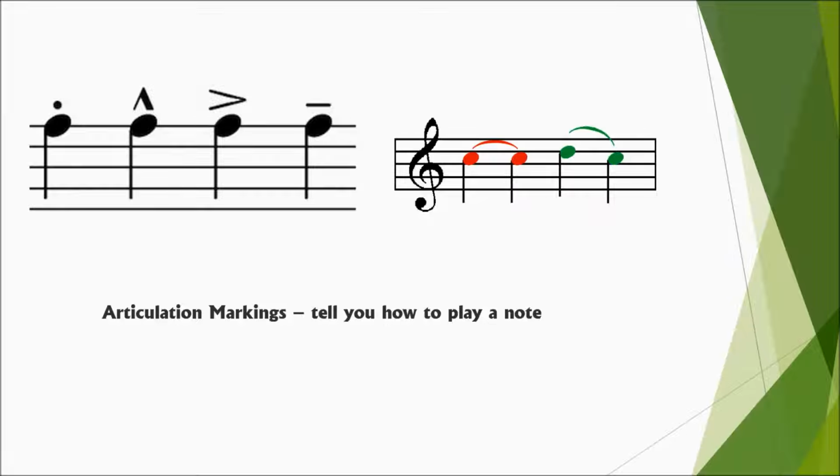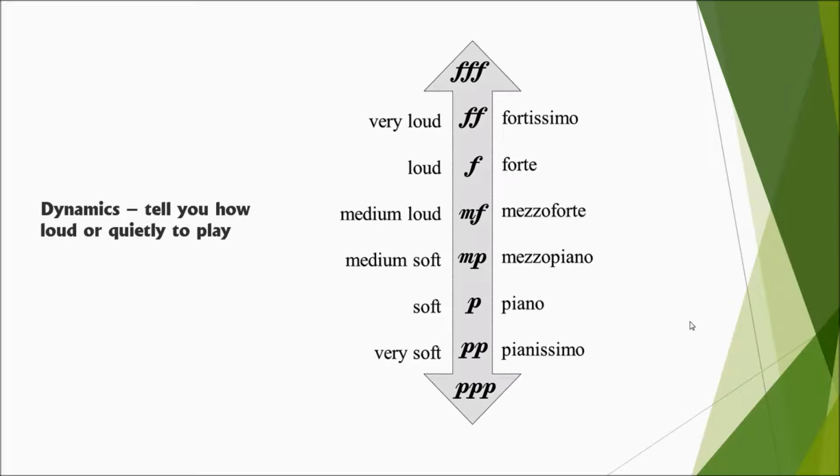Other things you're going to see in your music are articulation markings, and these are markings that are written above or below your notes that tell you how to play a note. Are we playing it accented? Are we playing it long? Are we playing it slurred? We'll have a different video about articulation markings later.